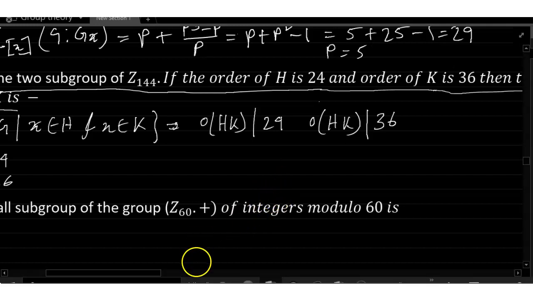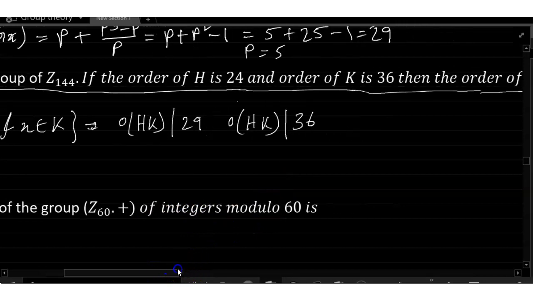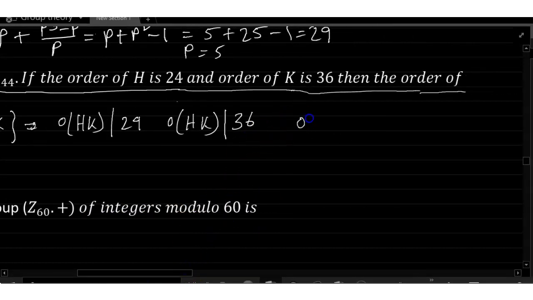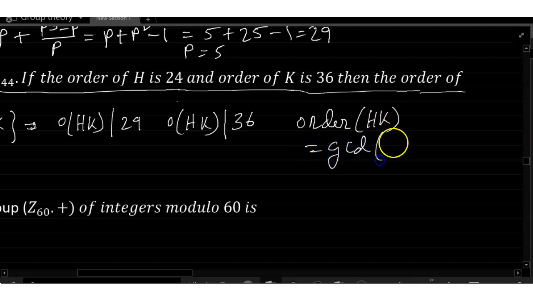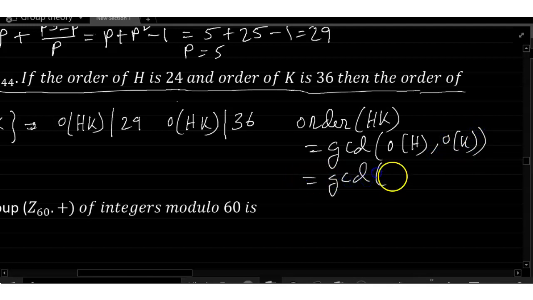So the order of H intersection K equals the GCD of the order of H and the order of K. GCD of 24 and 36 equals 12.